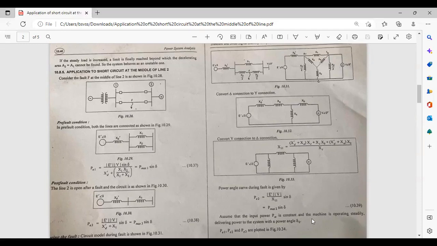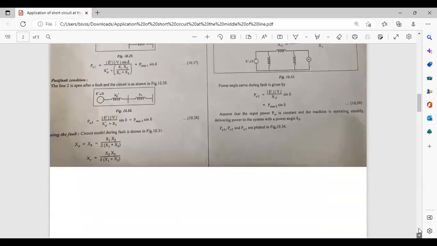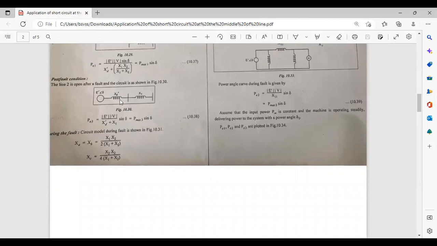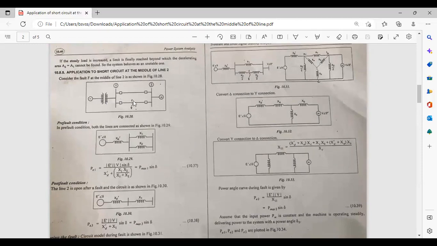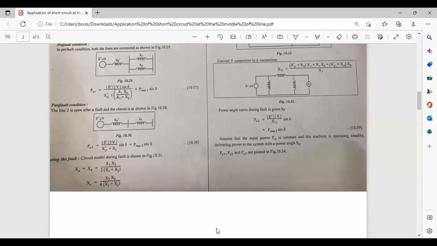Similarly, coming to the post-fault condition. What is meant by the post-fault condition? It is nothing but after the occurrence of fault. So after the occurrence of fault, what will happen? Here we have assumed that the fault has occurred at the middle of the second line. If the fault occurs, the line has to open immediately to clear the fault. So if it is open, then we will have only the first line, and the second line is open during this faulty condition.